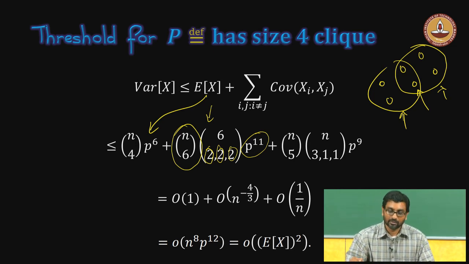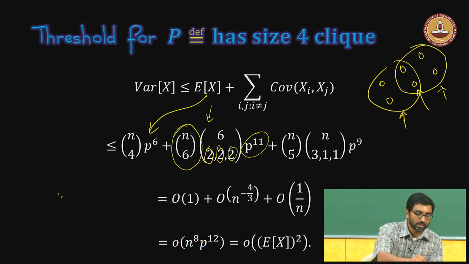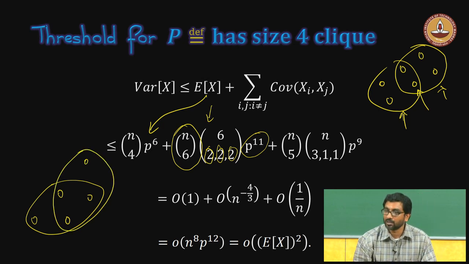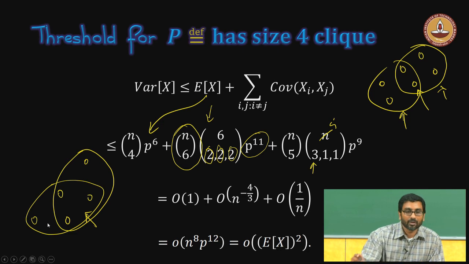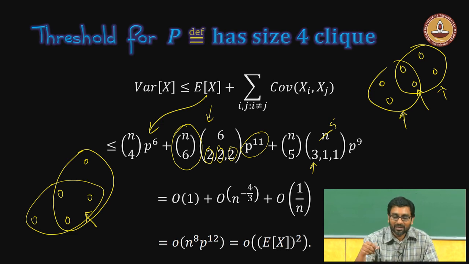A similar argument can be made for this one. Here again, if you recall the picture, 3 common vertices. So, out of the n vertices, you choose 5 vertices, and out of those 5, 3 of them go in the middle, and then 1 on the left, 1 on the right. All right. So, now let us plug in the terms.